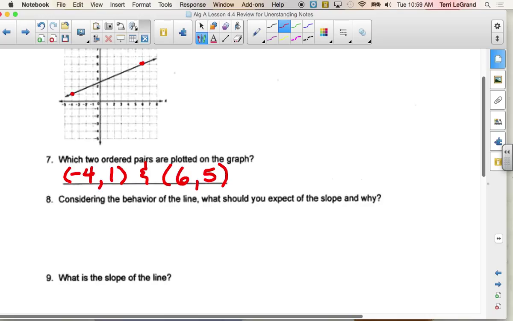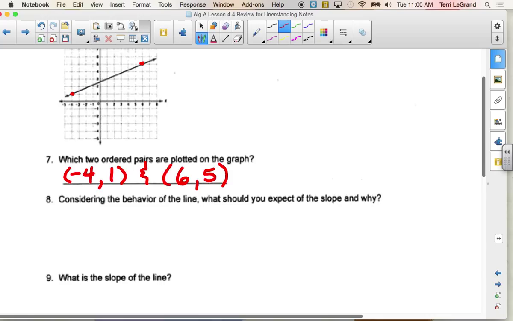Now, we're not even going to find the slope yet. We're just going to answer this next question. Considering the behavior of the line, what should you expect of the slope and why? Positive. So, Riley, positive slope. We should expect it to have positive slope. Why? Finish it for us. Why? Because the line is rising, yeah, from left to right.